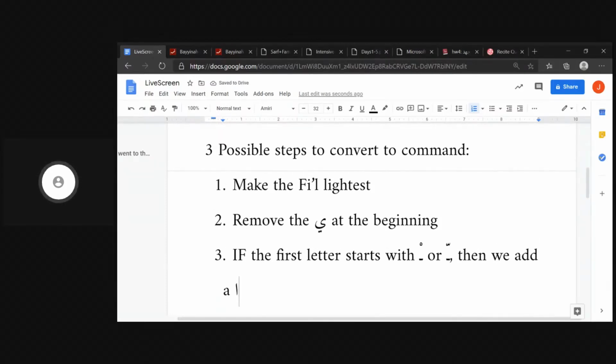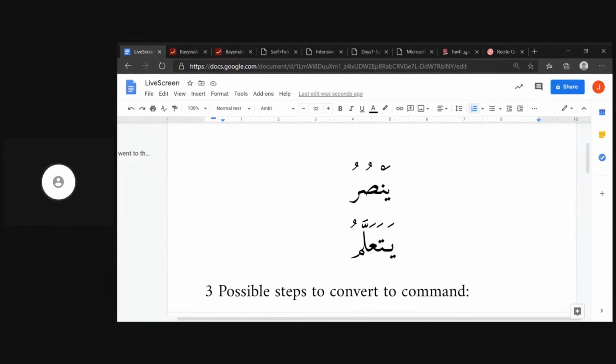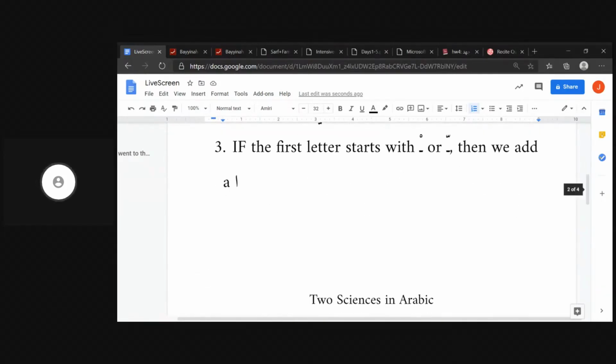So you take your present tense and you follow these three steps. Make it lightest, remove the ya at the beginning, and then if you're left with a sukun or a shadda on the first letter, then you have to add the alif. Okay, so taking these three steps into account, we can do both yansuru and yata'allamu. Let's look at yansuru first.